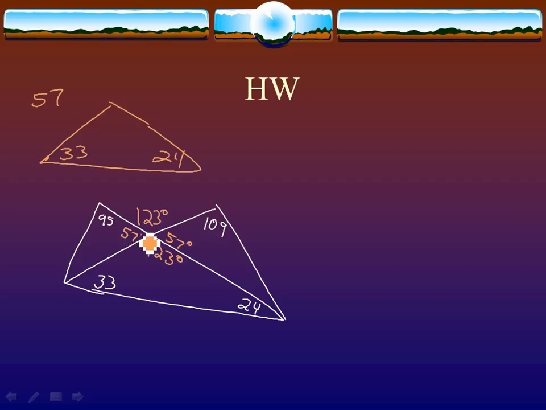This over here? 95 plus 57. What's that give us? 152. Subtract that from 180. 28. So that's that angle. Well, we got one more angle to find. How are we going to find it?